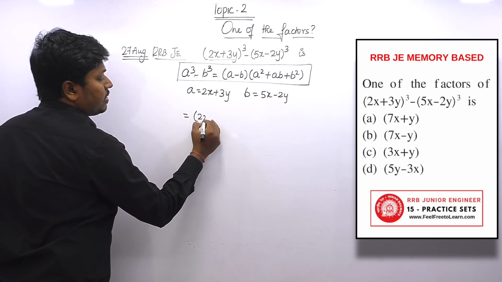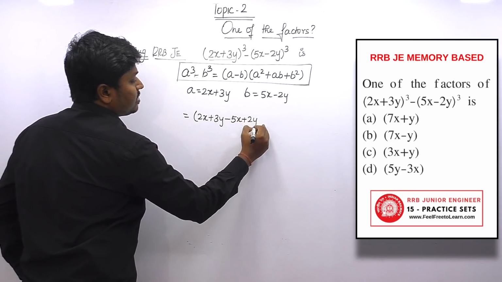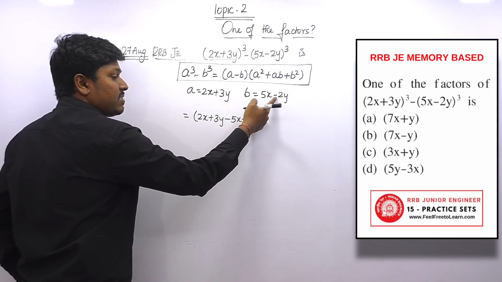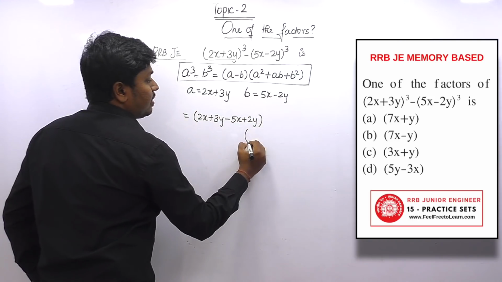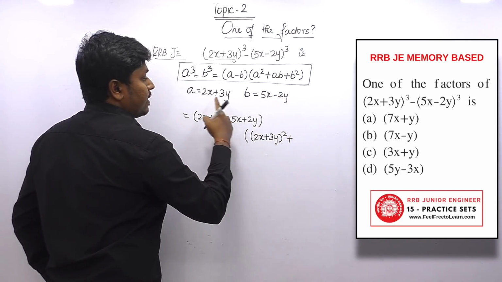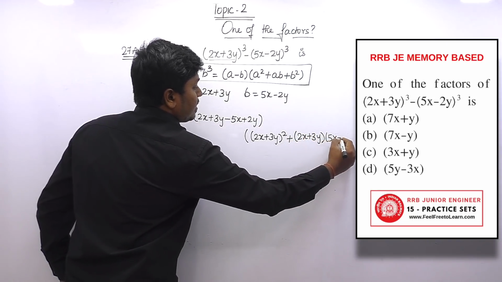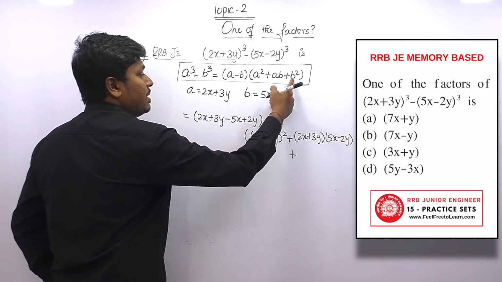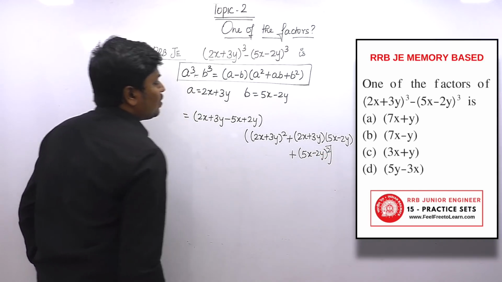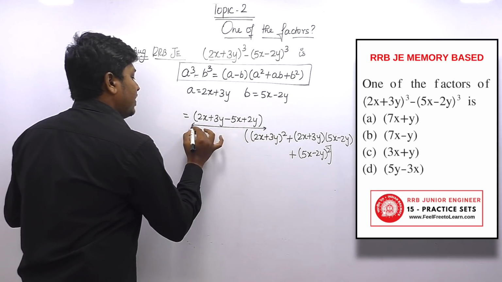So a minus b, 2x plus 3y minus of 5x minus 2y. Friends, got it? So minus of b, right? So minus of 5x, and minus of minus will be plus, so plus 2y. So the remaining will be a square, that is 2x plus 3y the whole square, plus ab, so a into b, that is 2x plus 3y into 5x minus 2y, plus b square, so 5x minus 2y the whole square. I think you don't want to solve the entire expression, because once you solve this term alone, we will get one of the factors, right?